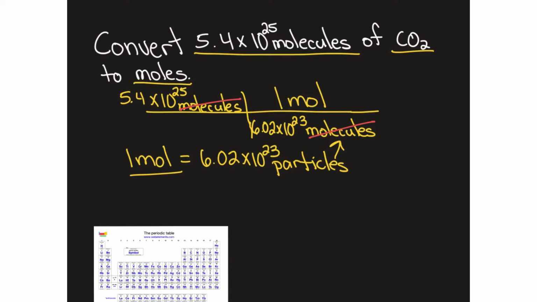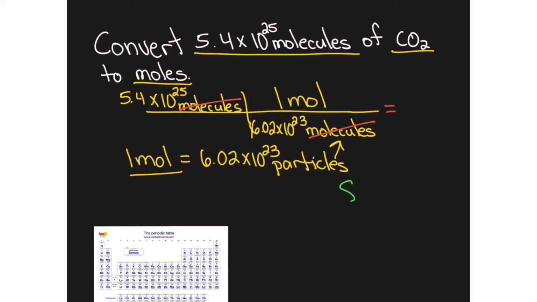Convert molecules to moles. All right, so in this situation, you need your calculator. Now you need a scientific calculator because we have the exponents. So you can take 5.4 times 10 to the 25th, multiply that by 1, which is the same thing, and divide it by 6.02 times 10 to the 23rd. And your calculator will give you a nice long number, and I'm not going to write all those numbers down. I'll just write a few down because we have to look at our significant figures.